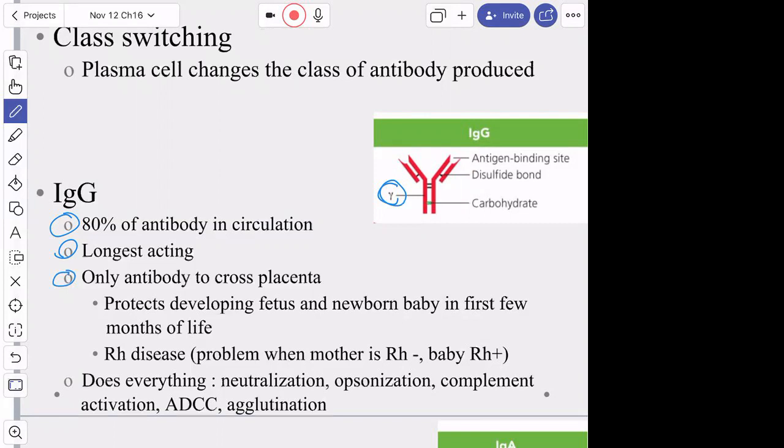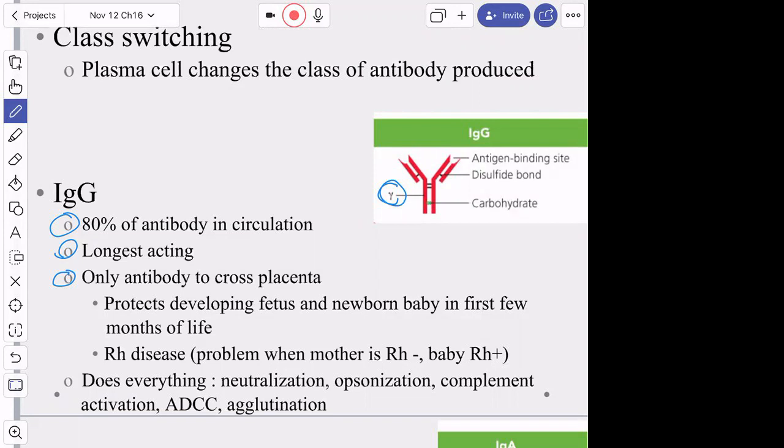So the mother shares some of her antibody with her unborn child, and then they persist into the first couple months of that baby's life. So again, that's important because young babies don't have a well-developed immune system, so at least they have some antibodies from the mother to protect them in those early days.